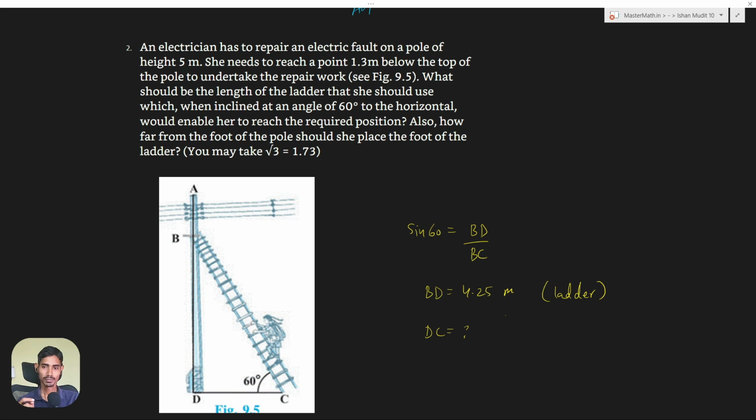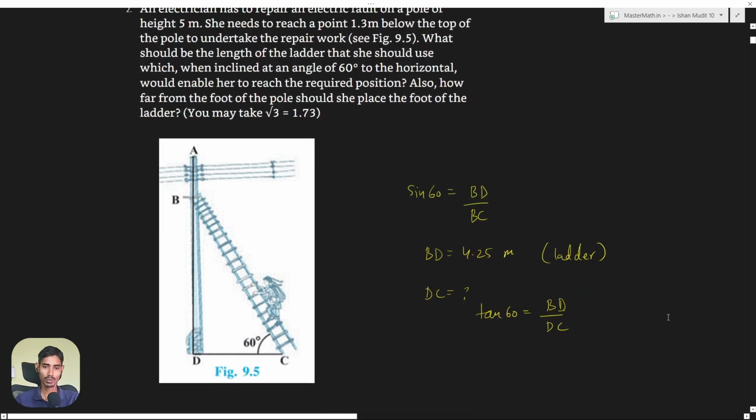How to find DC? Okay, tan 60 is BD by DC. We already got the BD value. And again, it is recommended that whatever the BD value was in terms of square root 3 or square root 2, better use that. So what was BD in terms of root? BD was, okay, this was BC, sorry. BC. We found BC from sine 60.